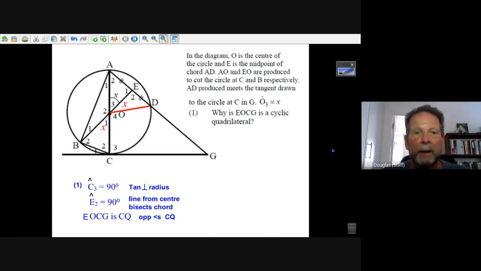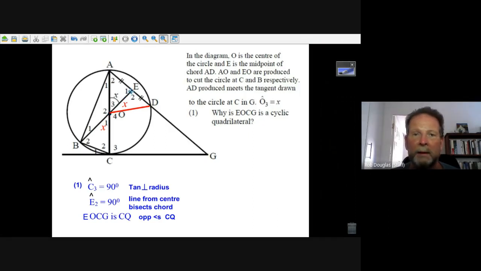Okay, we're going to look at an exam type question. In fact, it is a question from an exam. Let's just read it. The first thing you should always do is read the story and look at the picture and make sure you got it right. It says in the diagram, O is the center of the circle. Well, there's O right there, right at the center.